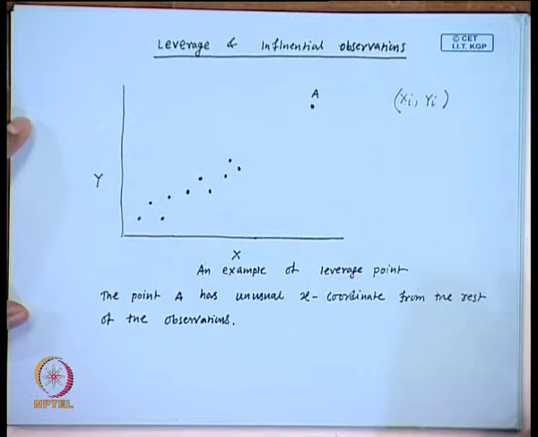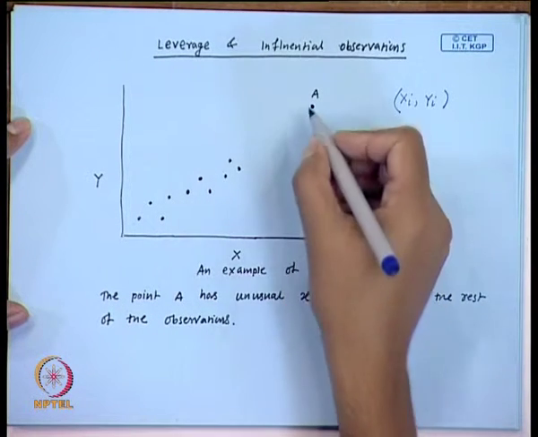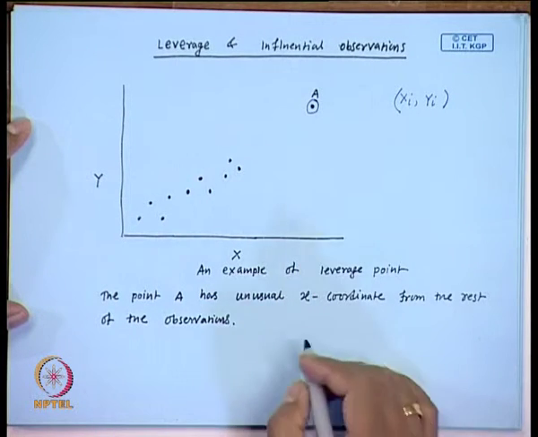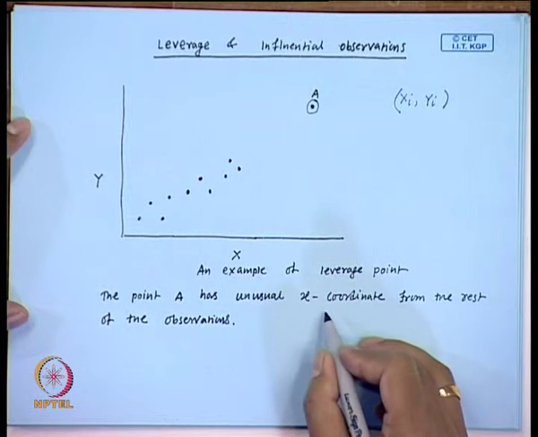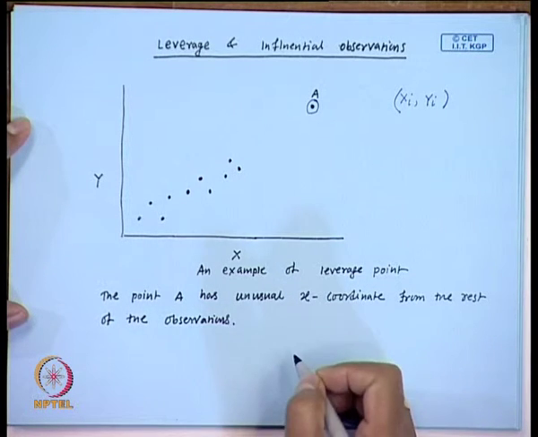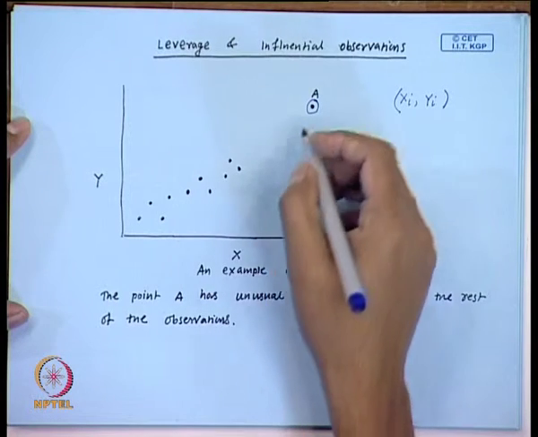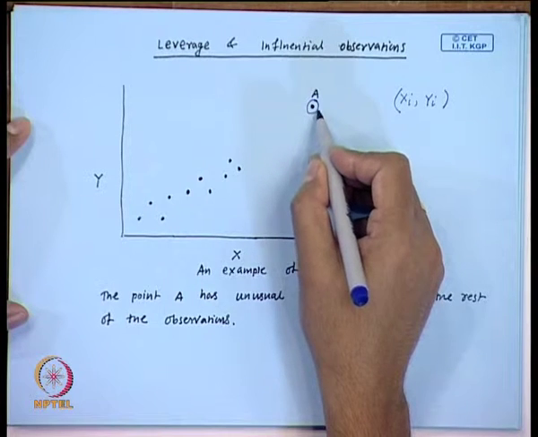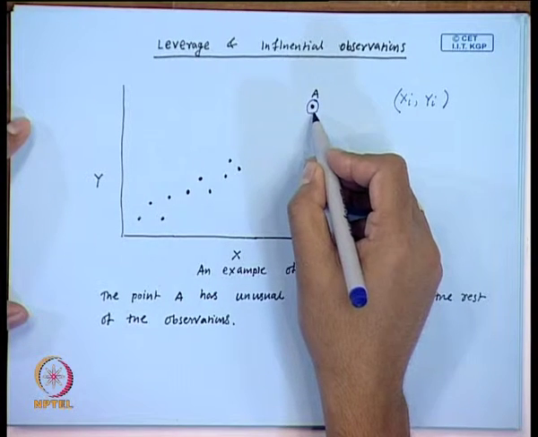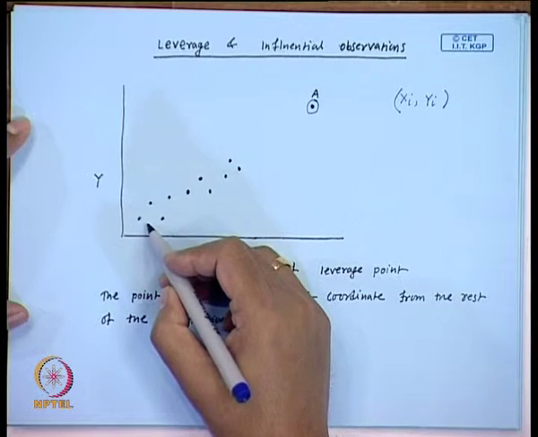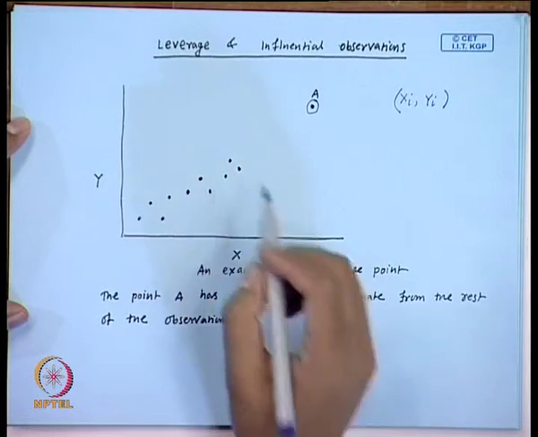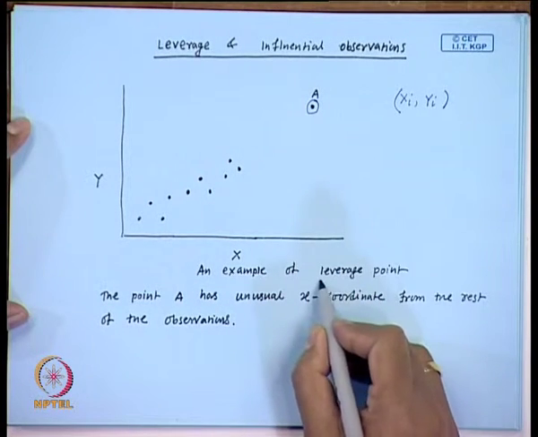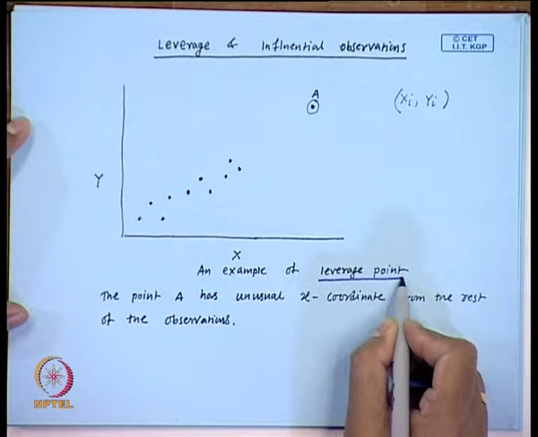Now, you see the point A, this has an unusual x coordinate compared to the rest of the observations. Okay. So, the x coordinate for this point is much larger than the x coordinate of the remaining observations. So, this is an example of a leverage point.